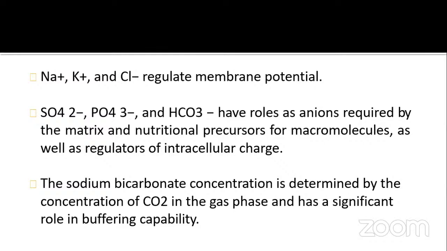Then sodium, potassium, chlorine, they regulate membrane potential. Sulfate, phosphate, bicarbonate, they are required by matrix, and they are nutritional precursors for macromolecules. Then sodium bicarbonate concentration is required for buffering. Okay, sodium bicarbonate and carbon dioxide.